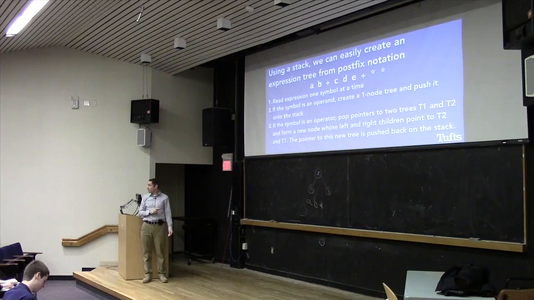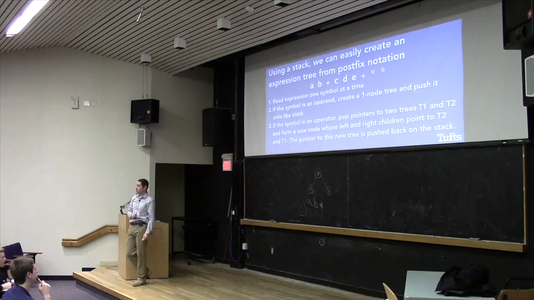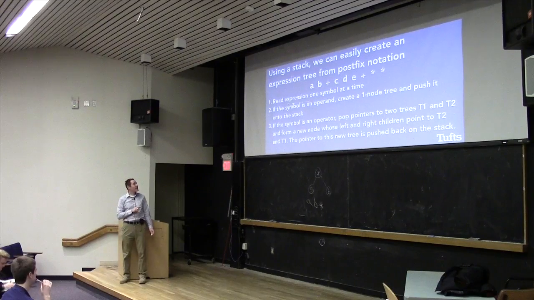Okay, here's how we're going to do this. You are going to read the expression one symbol at a time. This is the postfix expression that we want to turn into that tree. We're going to read each one at a time, just like we've been doing for the other stack-based operations. If this symbol is an operand, in other words, if it is an A or a B, a letter in this case, not an operator, create a one-node tree, just a root by itself, and push that onto the stack.